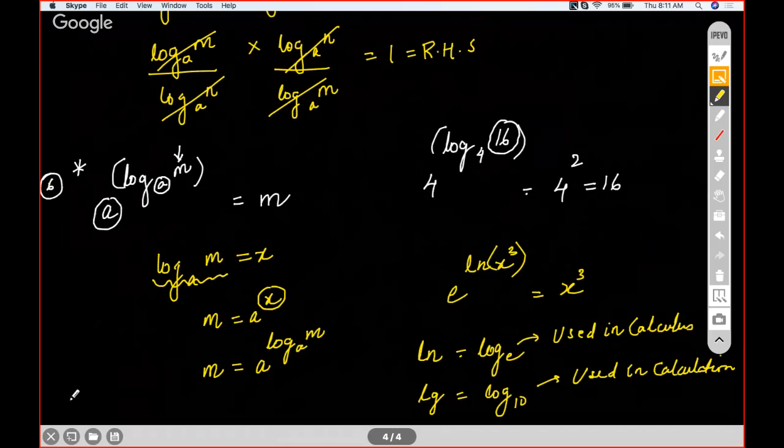Okay. Next property is a to the power log b to the base, let's say n, is same as b to the power log a to the base n. That means a and b can swap their positions and the value will not change.